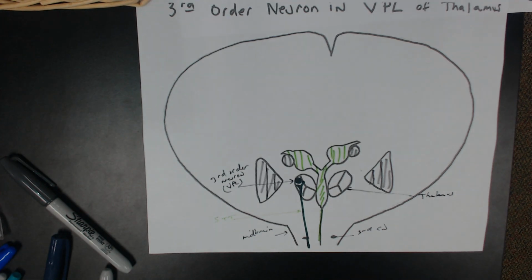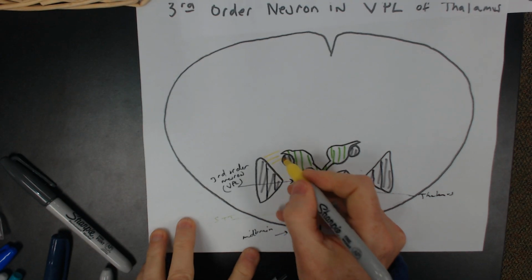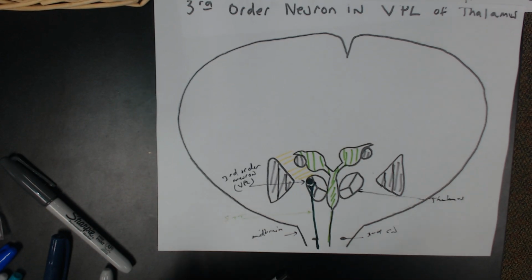Okay, same as ECML, both STT and ECML synapse with third order neurons that are located in the ventral posterior lateral region of the thalamus. And both of these will also go through this space that we talked about before. This is your internal capsule.